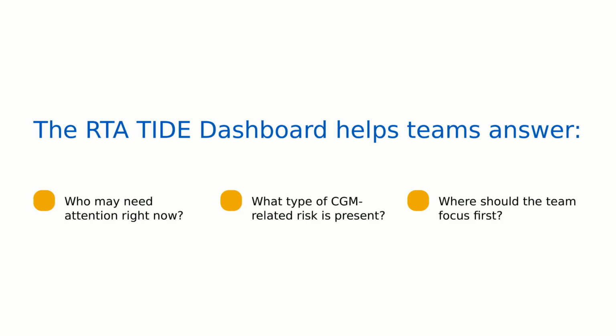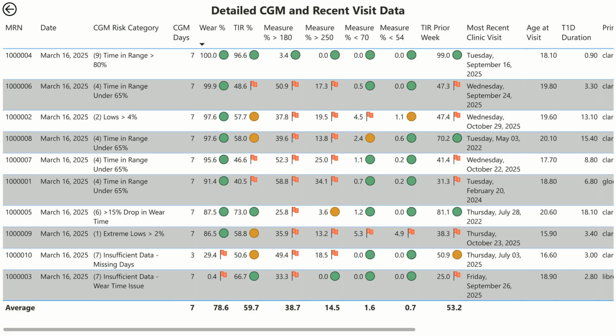At its core, the Tide dashboard helps teams answer three key questions. First, who may need attention right now? Second, what type of CGM-related risk is present? And third, where should the team focus first, given available capacity? The dashboard is designed to make these questions easier to answer quickly and consistently.